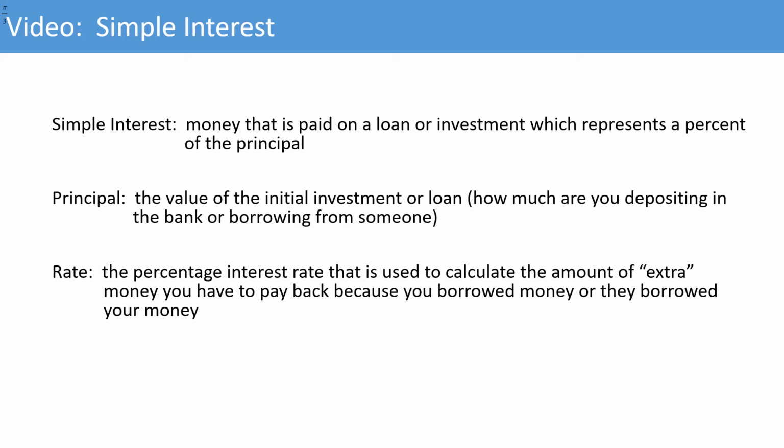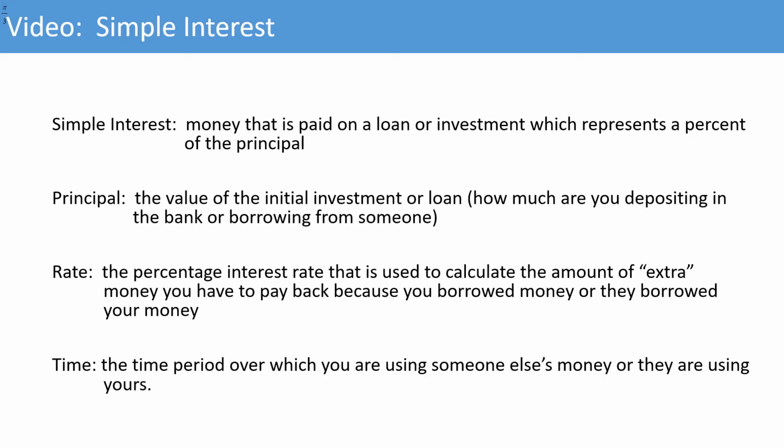Rate is the percentage interest rate that is used to calculate the amount of extra money you have to pay back because you borrowed money or they borrowed your money. Time. The time is the period over which you are using someone else's money or they are using yours.